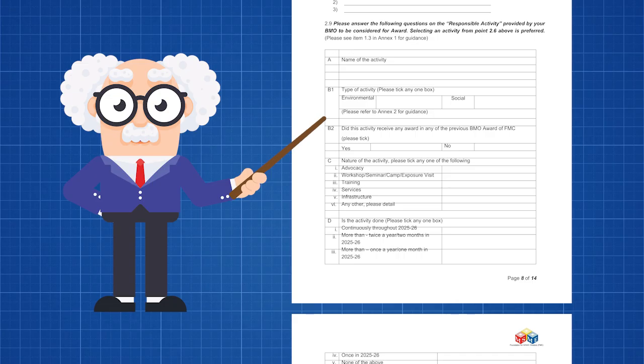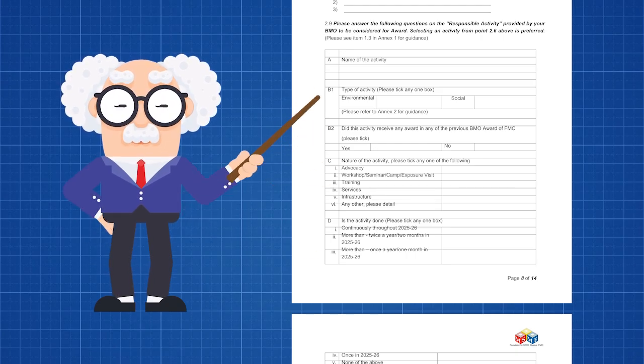Row B2, tick yes or no. Did this same activity receive an award in any previous BMO award by FMC? Row C, tick the nature of the activity. Advocacy, workshop or seminar or camp or exposure visit, training, services, infrastructure, or any other, and if it's any other, please describe it. Row D, tick how frequently the activity was done during 2025 to 26.